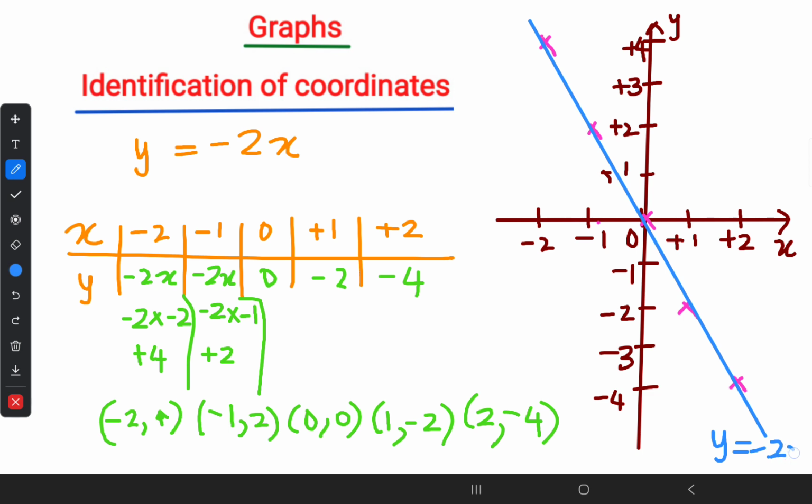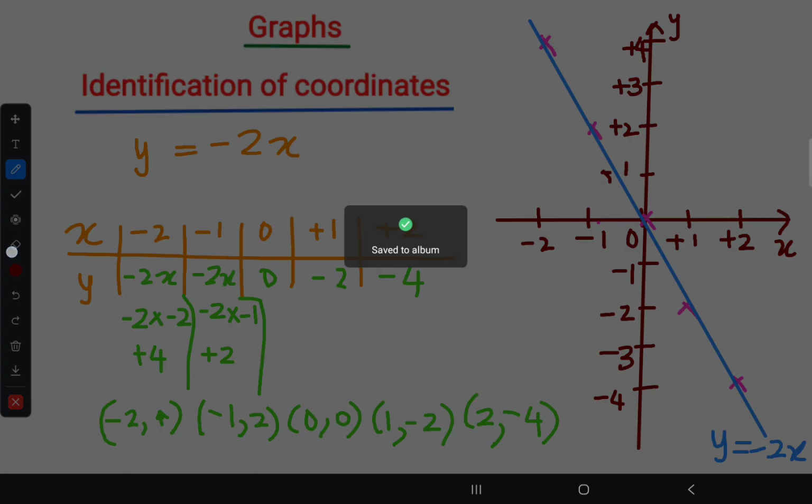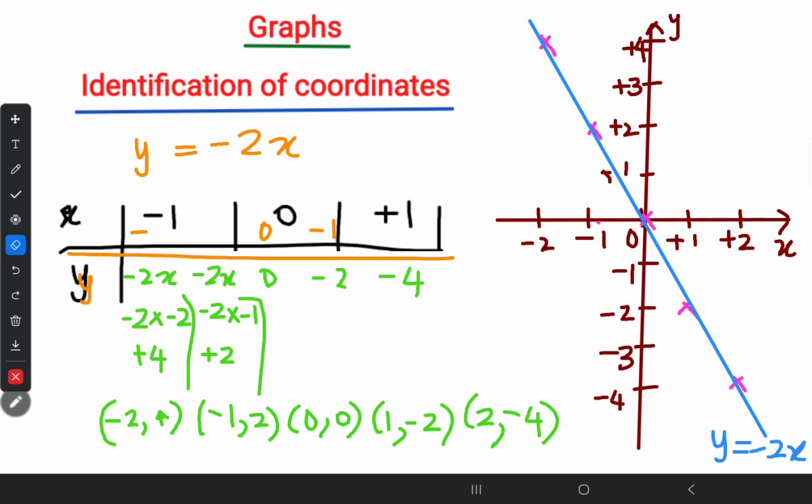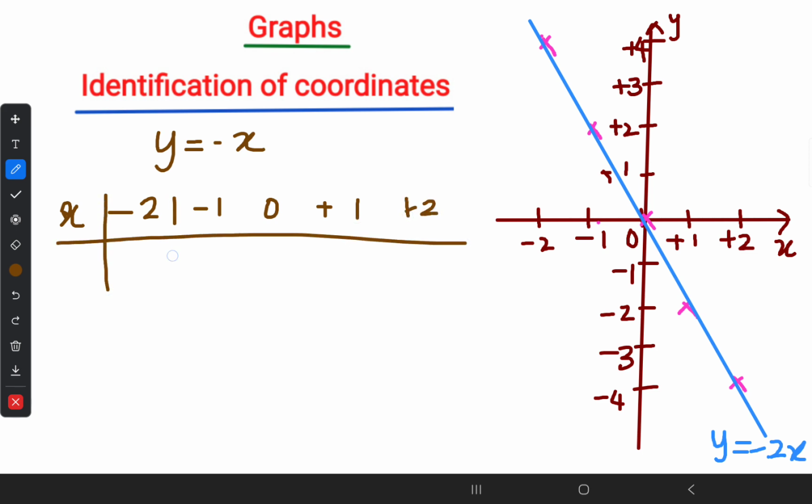Okay, then next one, in the same Cartesian plane, just keep this one as it is. In the same one, we are going to plot one more graph, that is y equals -x. Next graph, y equals -x. Here I'll give you the x coordinates as -2, -1, 0, 1, 2. What you should do is identify their corresponding y coordinates.